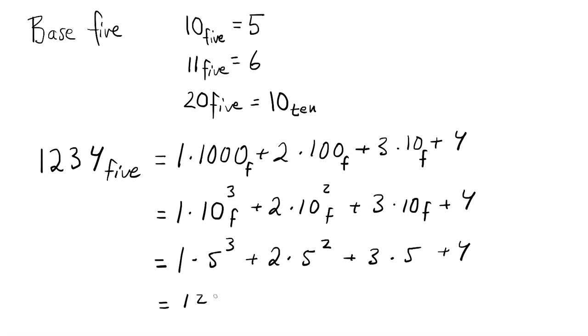So this is 125. 25 times 2, 50. Plus 15 plus 4. So this is 194. So in our normal base 10, 194 is in base 5 written as 1, 2, 3, 4. But we see the logic otherwise is the same. So if we have a number in base 5, we can write the number in our normal base 10.